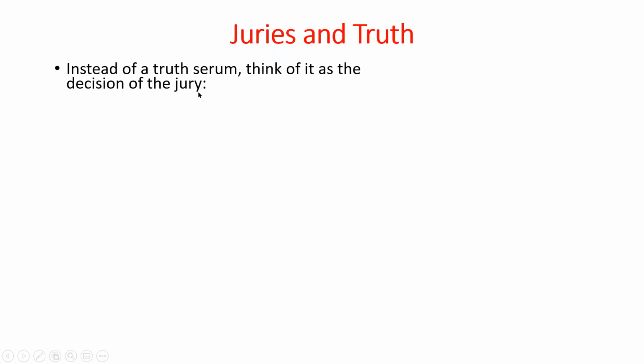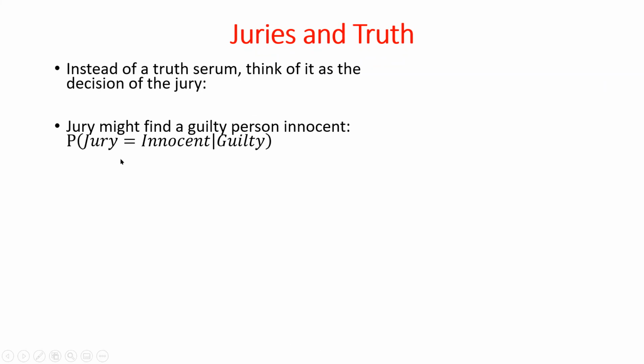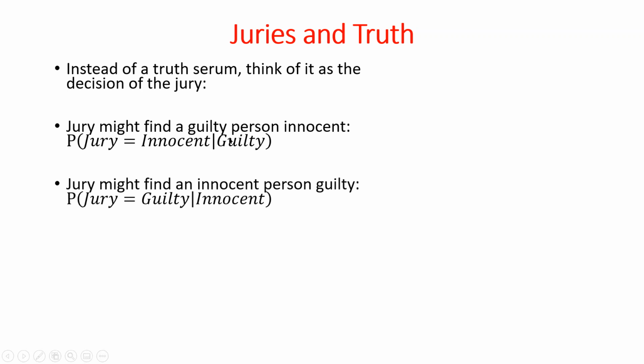We really could think of this as a jury, right? This truth serum is essentially a jury, in that everywhere I had truth serum before, I could put the word jury in, and this is a direct corollary to what happens in the justice system. So I could find, given that someone is actually guilty, what's the probability the jury finds them innocent? Given that someone's innocent, what's the probability the jury incorrectly finds them guilty? And I can get an idea about those probabilities.